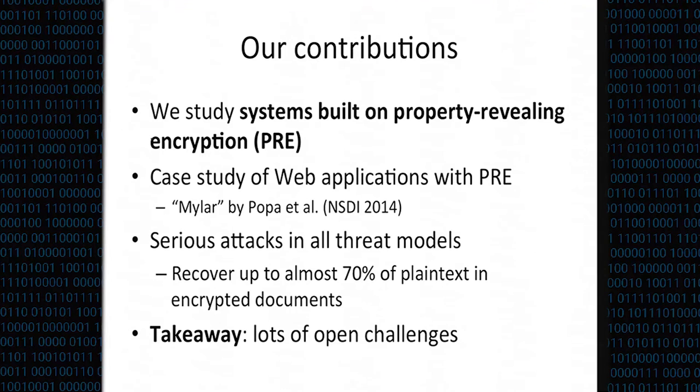To think about their security in general, we created some concrete threat models for these systems. And against Mylar, we found some serious attacks in all of our threat models. In the worst case, we were able to recover almost 70% of the encrypted keywords in the documents in the Mylar system. And the takeaway of this work is that there are a lot of whole-system challenges that are still left to solve before we can really put our trust in these kinds of systems that are built on property-revealing encryption.